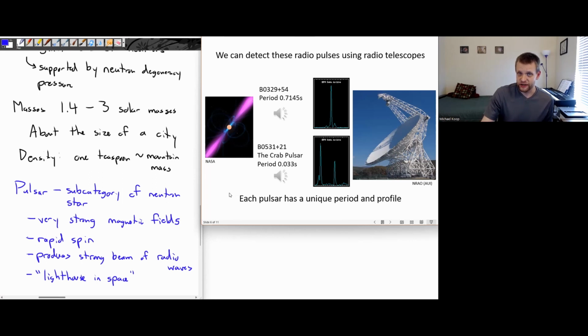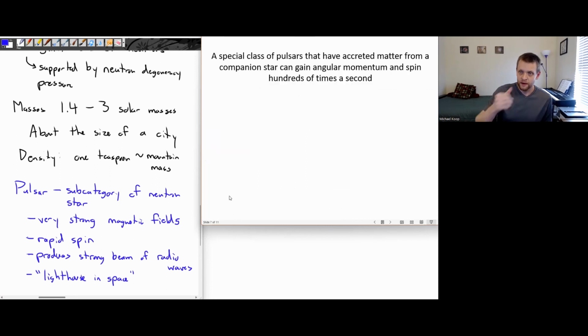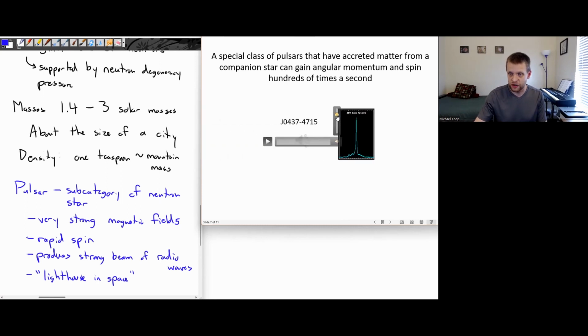But this Crab pulsar isn't even particularly fast for neutron stars. There's a special class of pulsars that have actually accreted more material from a nearby neighbor, and as they pull in more of that spinning material, it's like, again, the figure skater pulling their arms in, spinning faster and faster. And some of these pulsars can spin hundreds of times per second. We call these millisecond pulsars because their rotation times are measured in milliseconds.